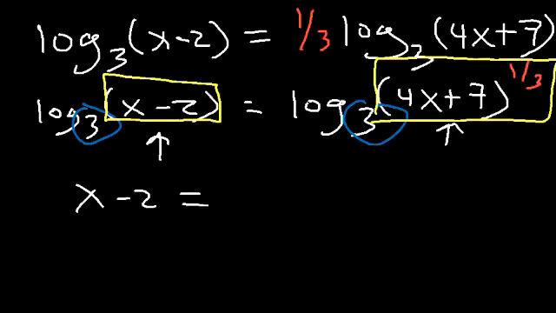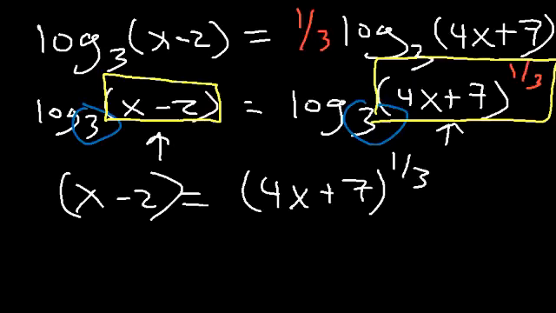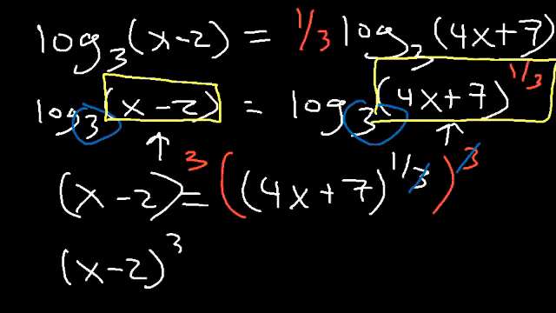So x minus 2 is equal to 4x plus 7 raised to the 1/3. And somehow we got to solve for x. So let's raise both sides to the third power. 1/3 raised to the third power is 1. Whenever you have an exponent raised to another exponent, you need to multiply. 1/3 times 3, the 3's cancel and you get 1. So therefore we have x minus 2 raised to the third power is equal to 4x plus 7.